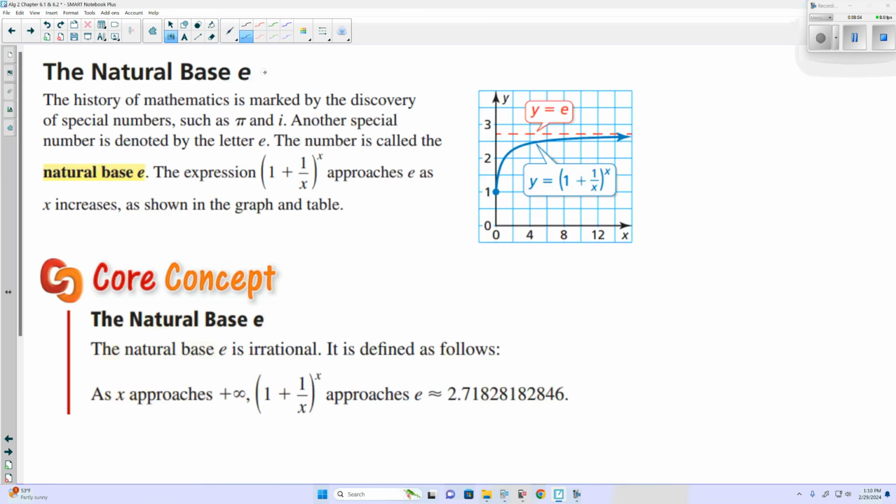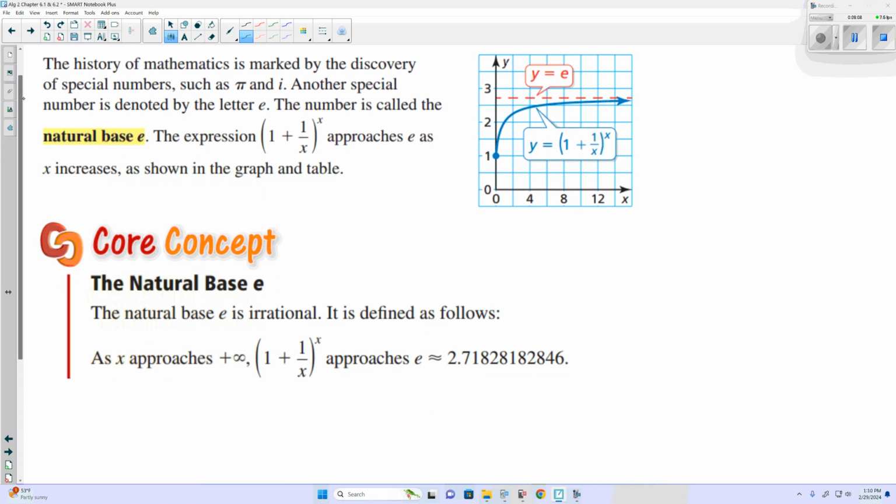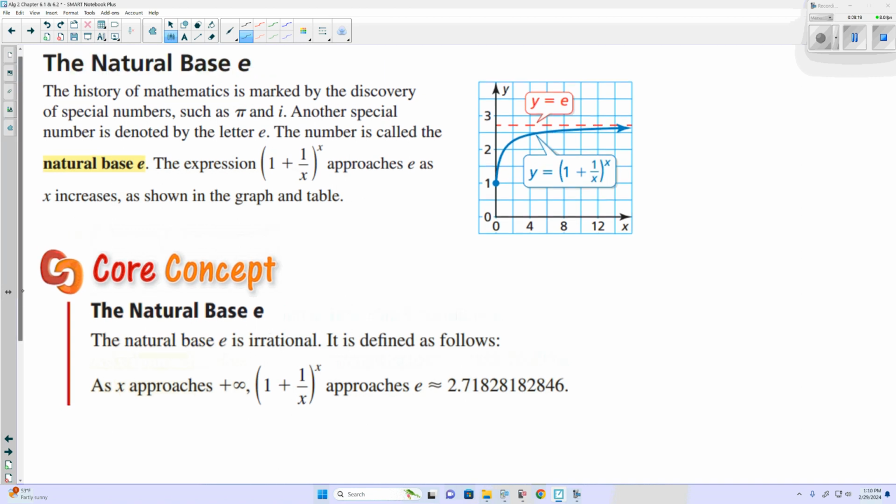Now, that's all for 6.1. Now we're going to move on to 6.2. What? That's it? Yeah. We have homework over that? Yes. That's the easiest thing in the world.